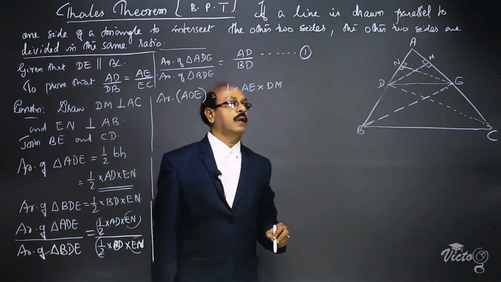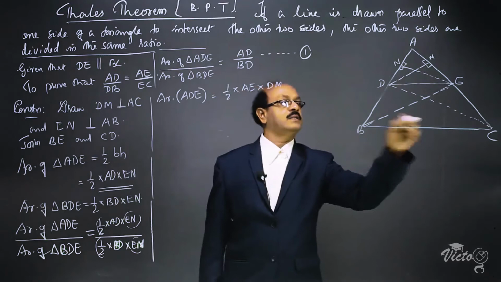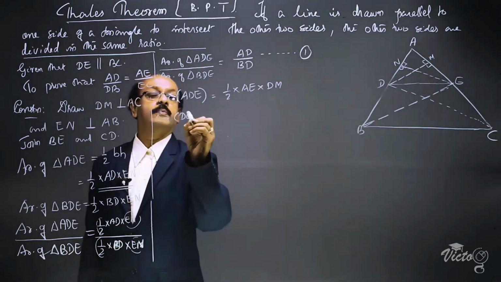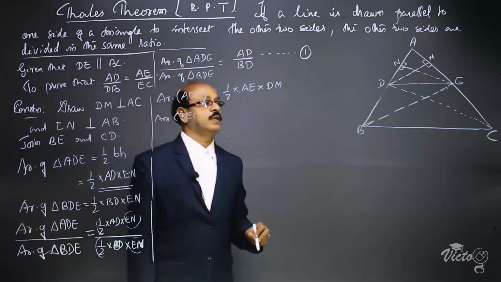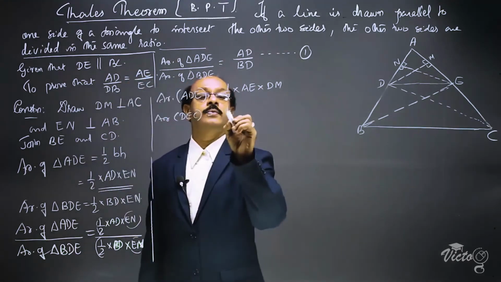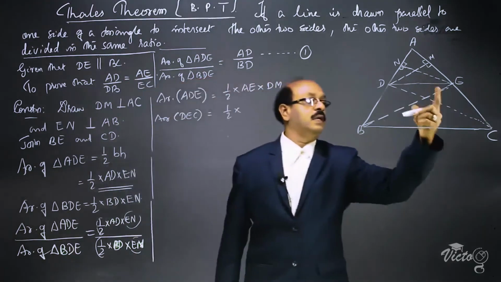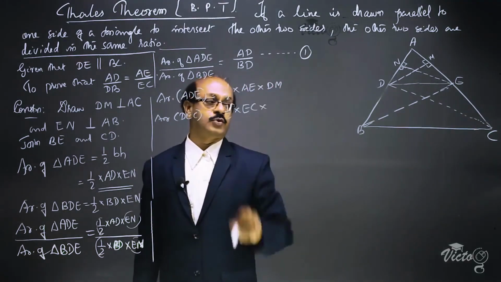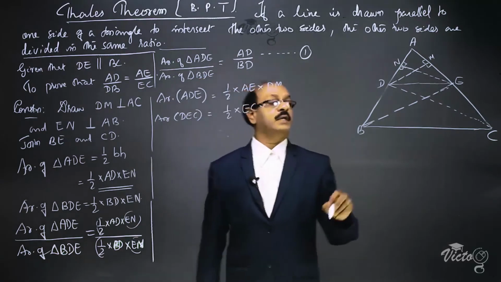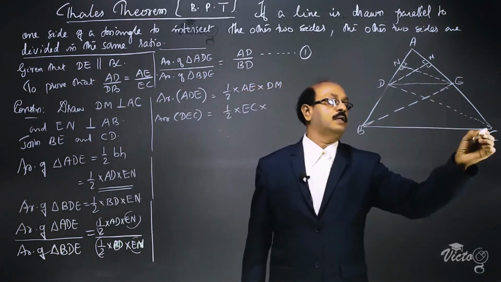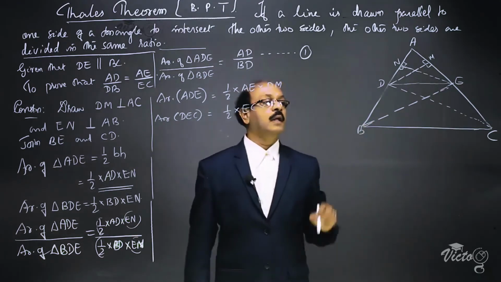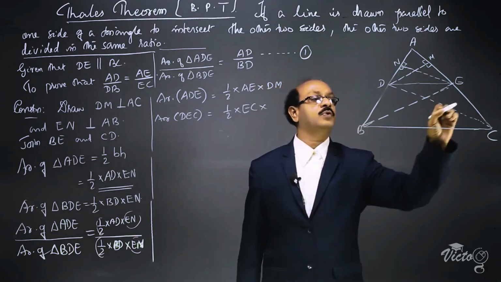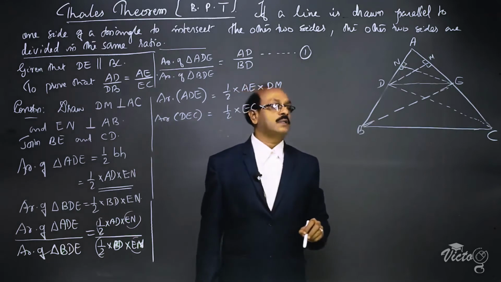Again we are taking the area of triangle DEC. Area of triangle DEC is equal to half into, here we are taking EC as the base, into the altitude. The vertex opposite to the side EC is D, and we have to draw a perpendicular to the side EC.